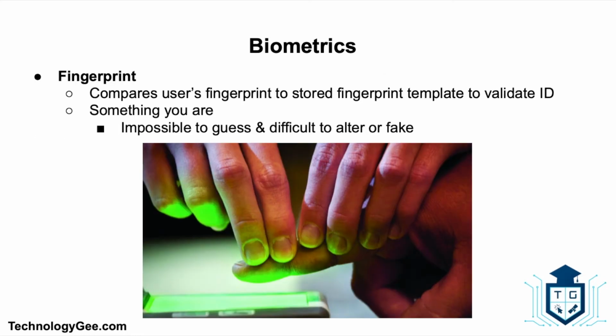The types of biometric authentication methods that you need to know to pass the Security Plus 601 exam are as follows. You need to know about fingerprint scans. Fingerprint authentication automatically compares a user's fingerprint to a stored fingerprint template in order to validate a user's identity. Because we are all born with unique fingerprints, fingerprint scans are an inherence factor, or something you are, making them impossible to guess and difficult to alter or fake.